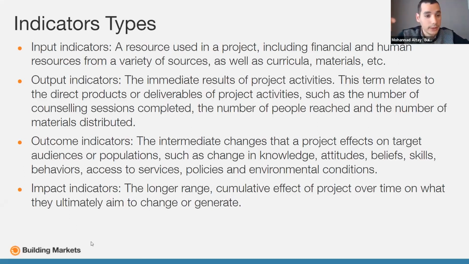And this term relates to the direct product or deliverables of a project activity. For example, we are delivering a training service, or a mentorship service. I'm going to take the mentorship service as an example here. The output for a mentorship service is the number of people we mentored, the number of individuals or businesses that benefited from the mentorship service, and of course it is measured in a quantitative way. It is a number of people.